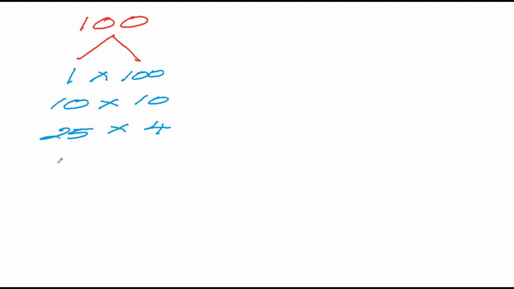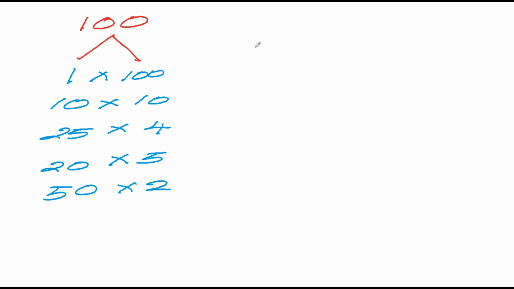Yes. Are there any other ways? Of course, yes. What about 20 into 5? Yes, it will create 100. What about 50 into 2? Yes, it will also create 100. Are there any other ways? We just wrote down 1 into 100, 10 into 10, 25 into 4, 20 into 5 and 50 into 2. I guess we have written down all the factors of 100. When we factorize something, we have to write down all the factors of that number.